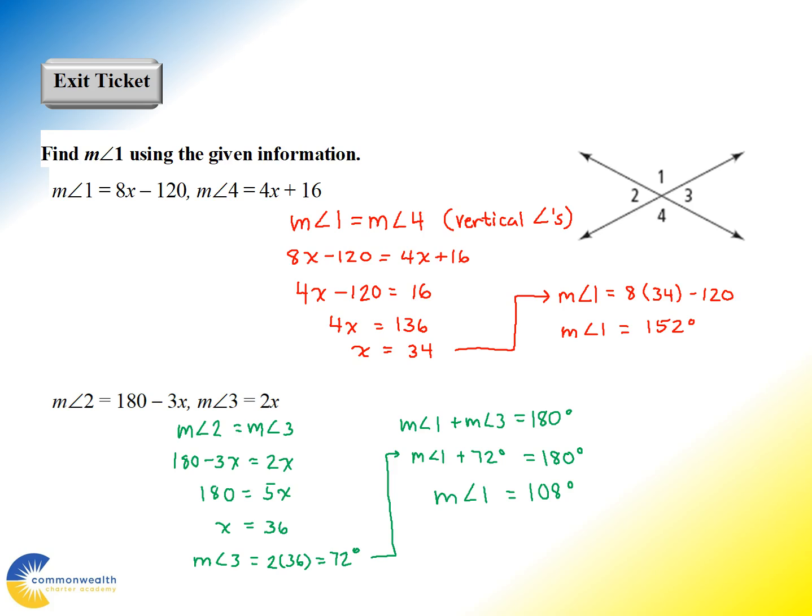Keep in mind, these are not the only ways I could have gone about doing these problems, or at least the second one. I could have used angle 1 and angle 2's measurements together, whatever the case may be. It still equals 180 degrees. I could have found angle 4 and then come back to find angle 1. There are different routes you could go. I picked one of the shorter ones in each case, so that's what I tend to go with.